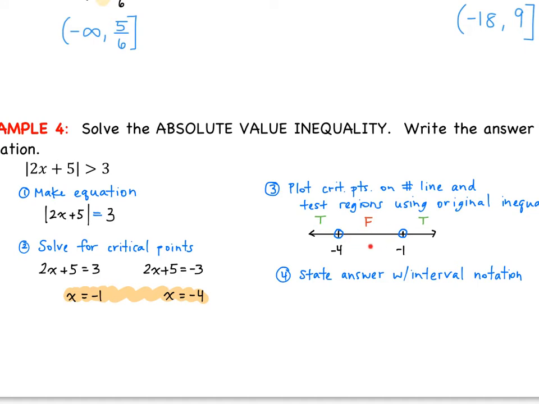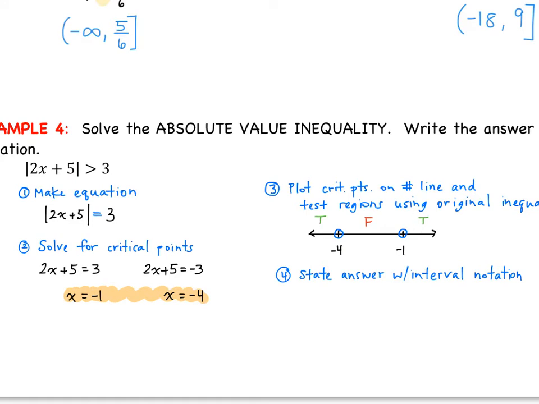In this region, I plugged in -2. When I plug -2 in for x into our inequality, I get a false statement, so I just mark it F. And then again over here, I plugged 0 in for x, and when I plugged it into the original inequality, I got a true statement.